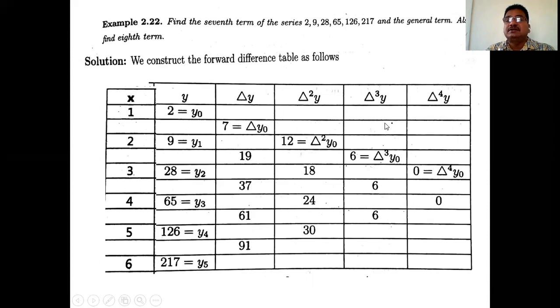And if you observe this third column, all the entries are the same, and so there is no need to find further columns, because all the further differences are 0. Otherwise, if these entries are not the same in the third column, then we have to find delta raised to 4y, delta raised to 5y, delta raised to 6y, up to 6, because the values of x or y are 6 in number, and so the table extends up to delta raised to 6y or f(x).